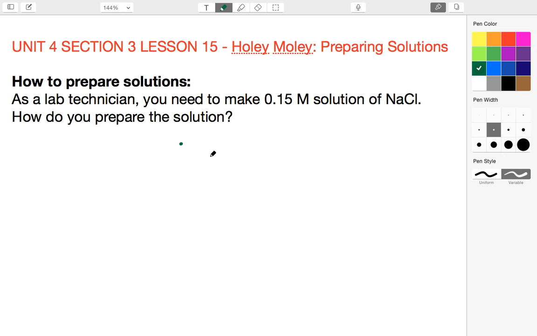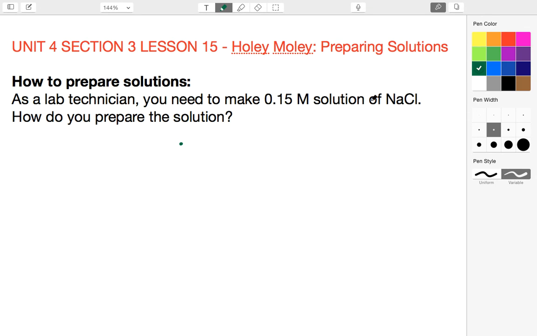So let's say you work as a lab tech and you need to make 0.15 molarity solution of NaCl, which is true for a lot of people who are dehydrated. You'll make a solution like this for them. So how do you prepare the solution?